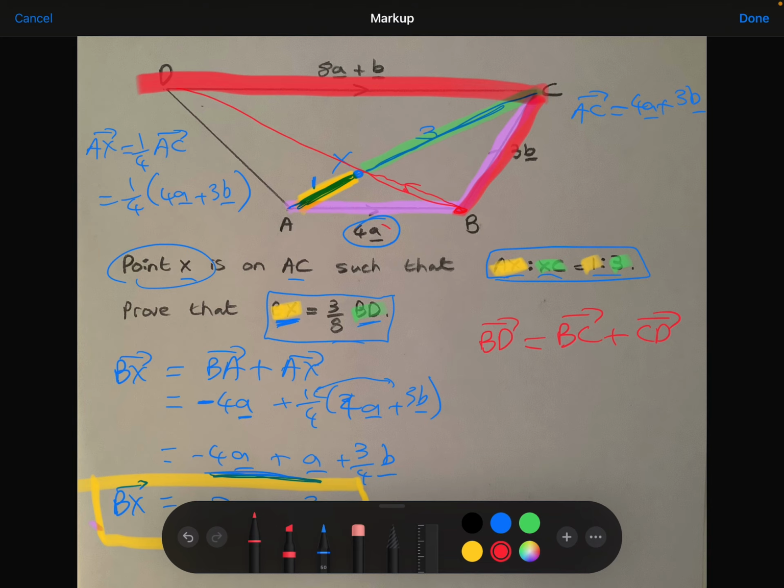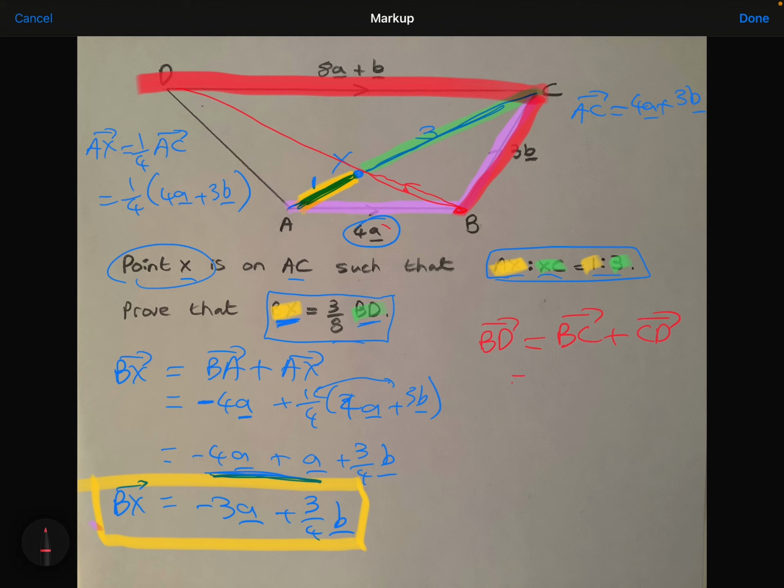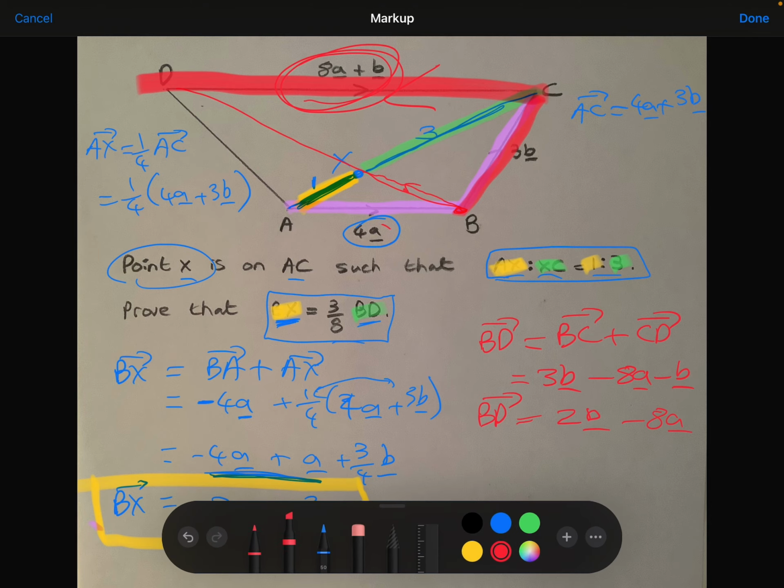Now, B to C, that's easy enough. I know what that is. That's 3B. C to D is in the equal but opposite direction to the 8A plus B. So the opposite direction to 8A plus B will be minus 8A minus B. So now I can collect up these like terms together. The 3B minus B is 2B, and the minus 8A will stay like that. So this is my expression for BD.